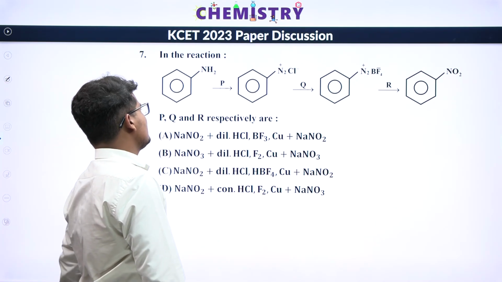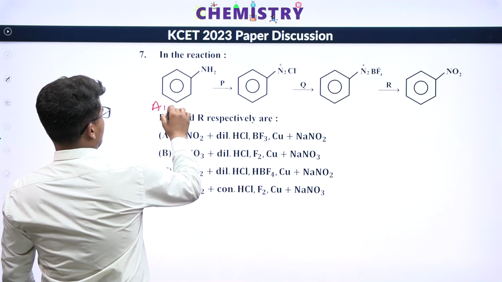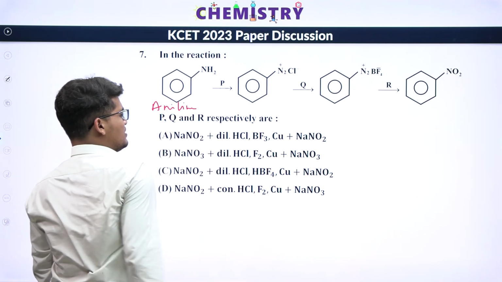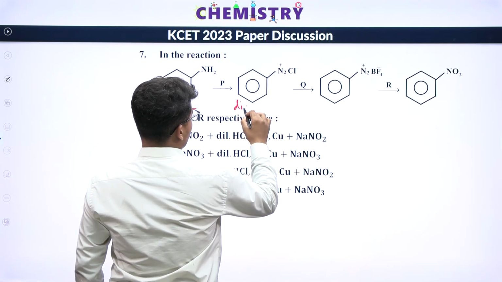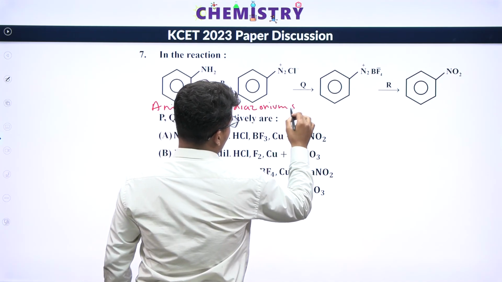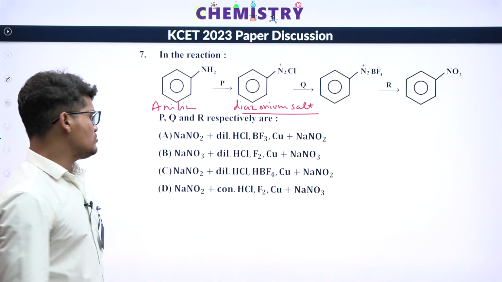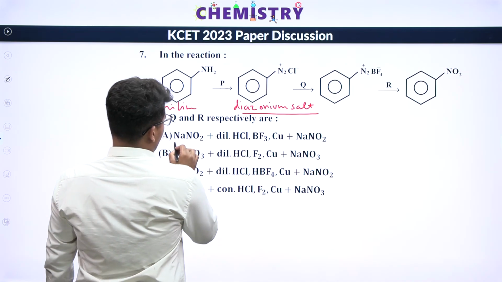In the seventh one, basically in the reaction they have given aniline. We know this is aniline. So aniline is converted into diazonium salt. It is a very famous compound, diazonium salt. This is called diazonium salt. So aniline is converted to diazonium salt in the presence of NaNO2 and dilute HCl.